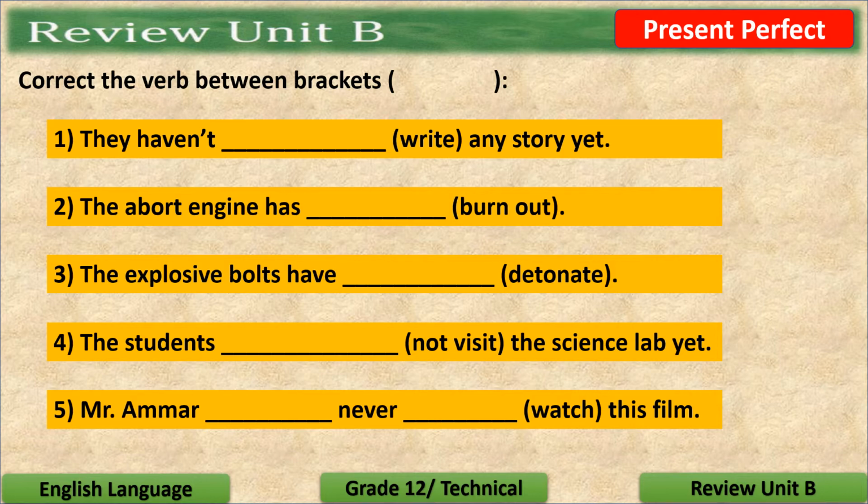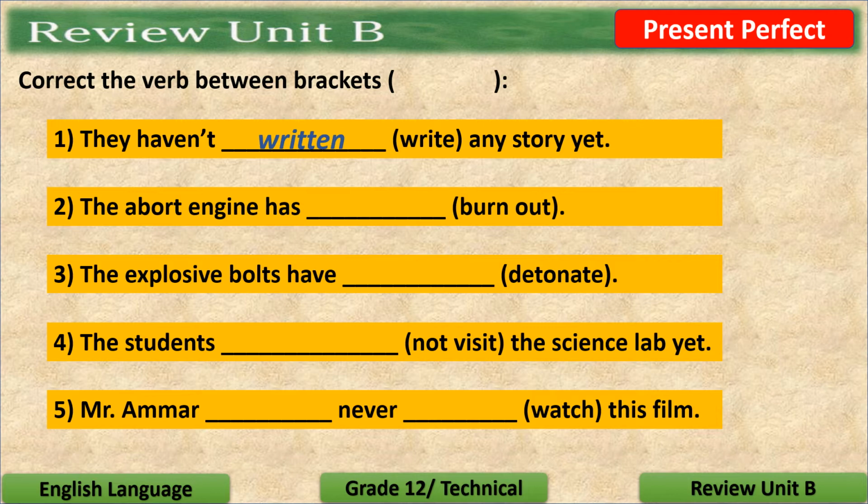Let's now check your answers. They haven't write any story yet. The keyword here is the word yet, so we have to use the present perfect simple. We have the helping verb haven't, which should be followed by verb 3. Write becomes written.